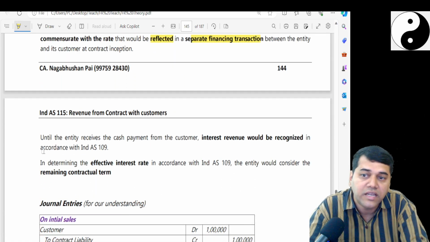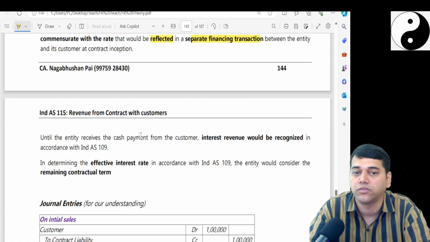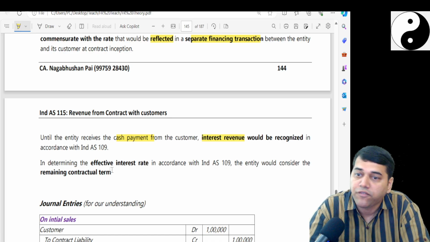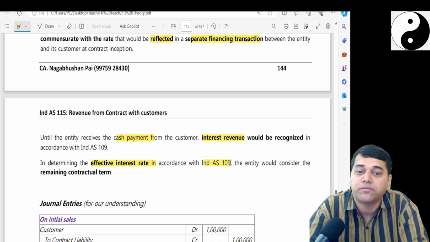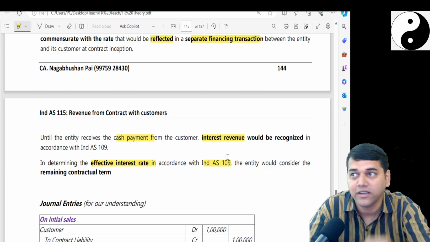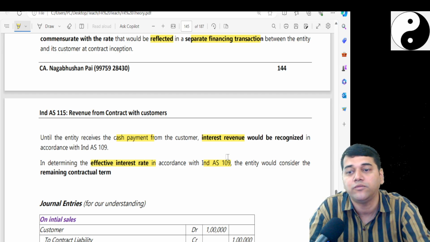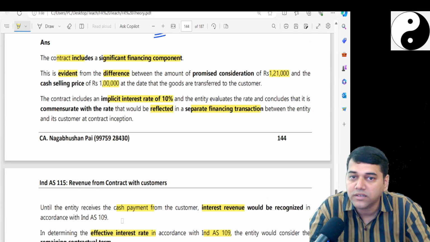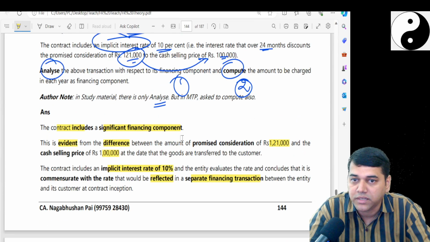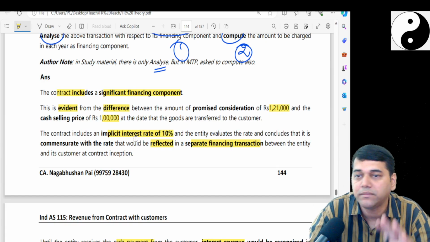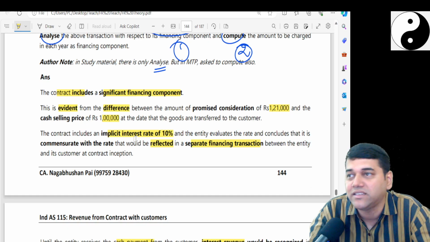This is one part of the question. Until the entity receives the cash payment from the customer, interest revenue will be recognized, and for this the effective interest rate will be used as per Ind AS 109. Why? Because you have a financing component, which means you have to account at present value. They have given only compute, but they have not computed. Even in the exam they may ask you this only. Can you tell me the journal entries?